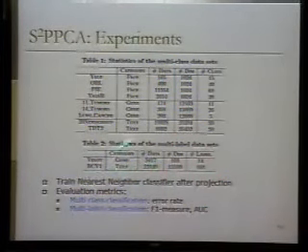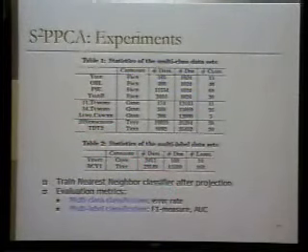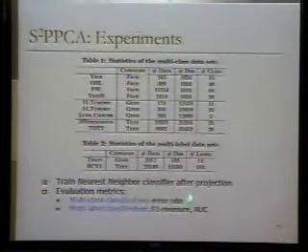So we basically train a projection model for the data, then we train a nearest neighbor classifier in the projected space after we do the projection. For multi-class classification, we use error rate, and for multi-label classification, we use F1 measure and AUC.